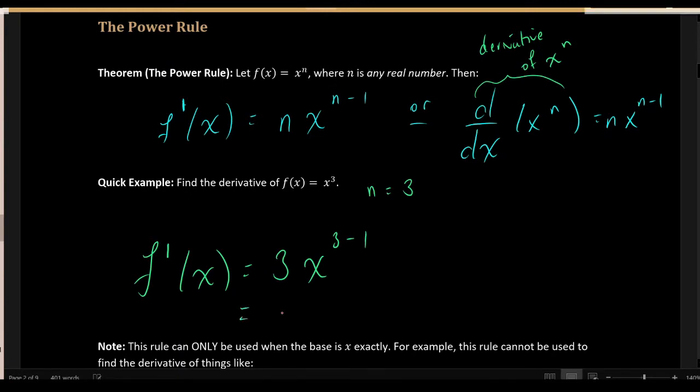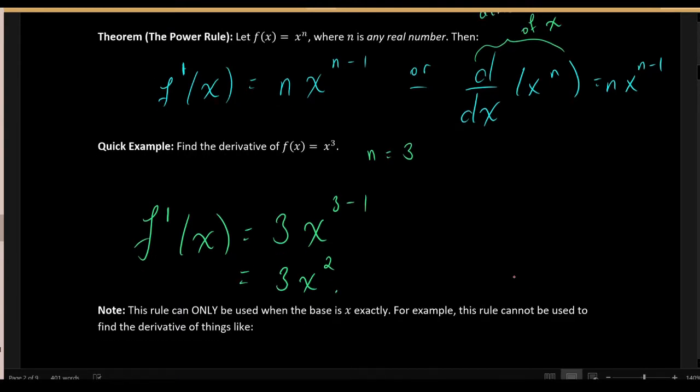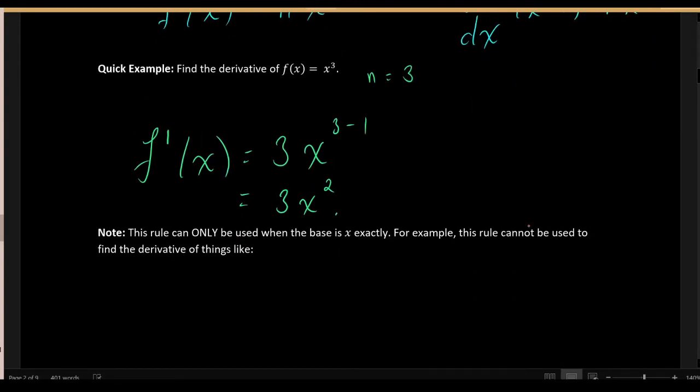So in other words, you multiply by the power, and then you decrease the power. And I get 3 times x squared. Full stop, that's it. That is how we can calculate the derivative of power functions like this one. No difference quotient, no giant algebraic mess.